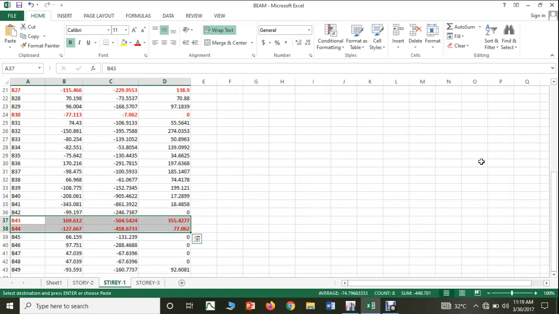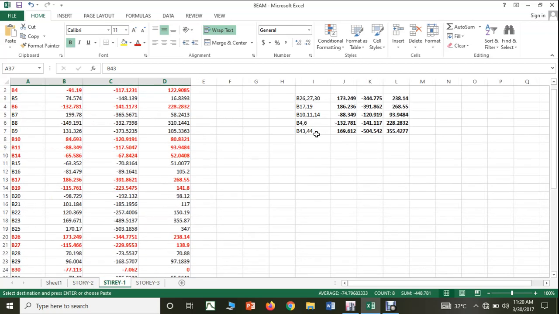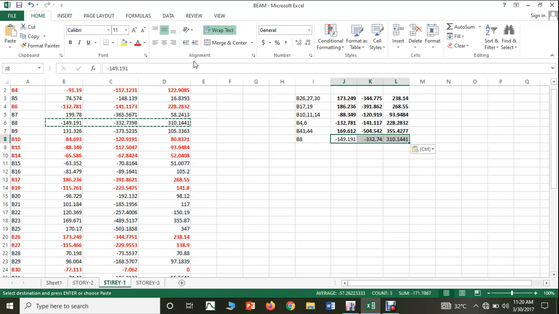Next you have is beam number 8. When I go to beam number 8, definitely it is only one beam, so I am choosing this, beam 8.